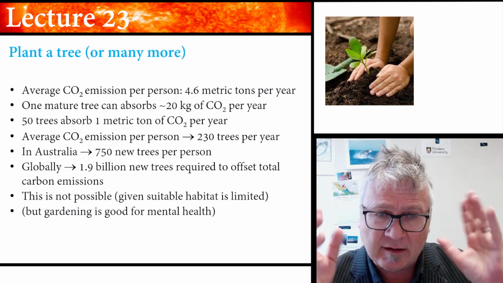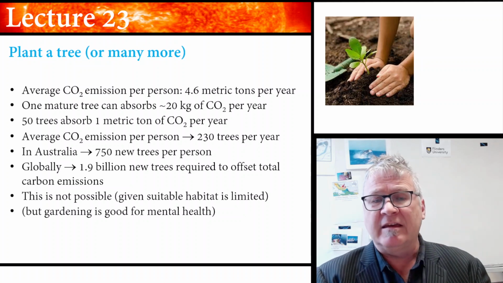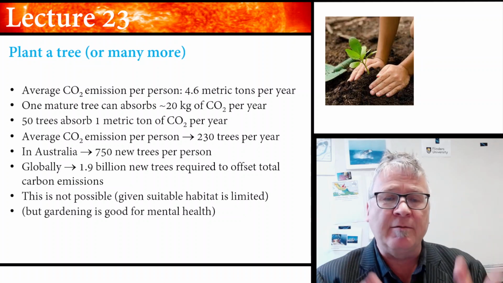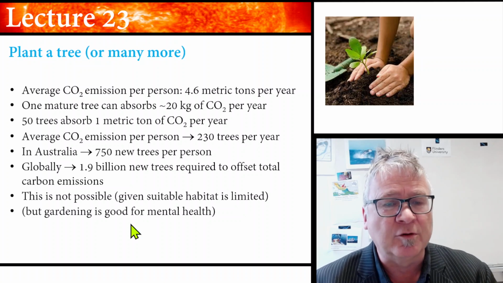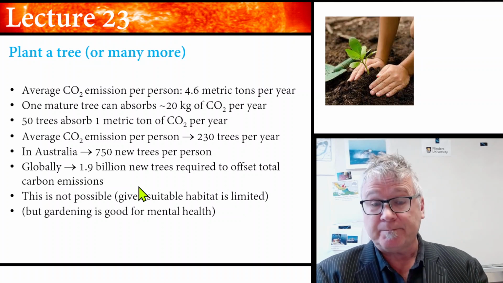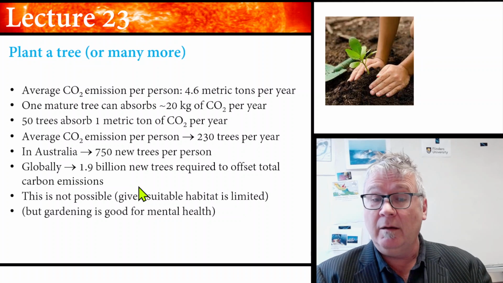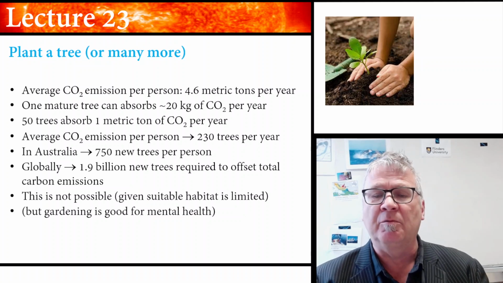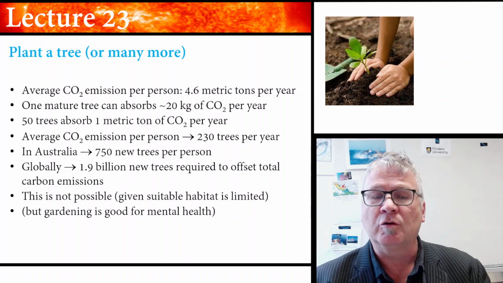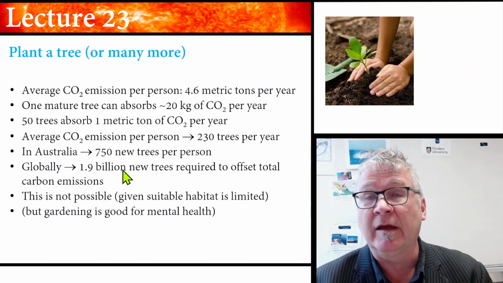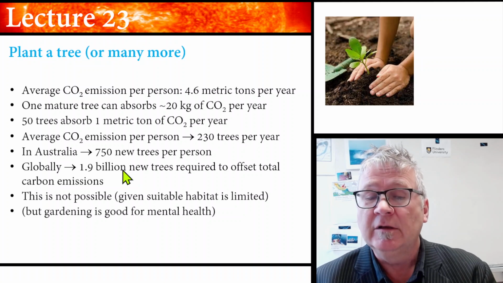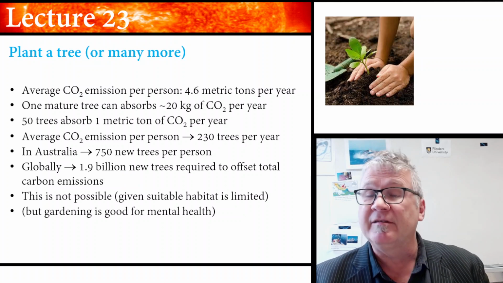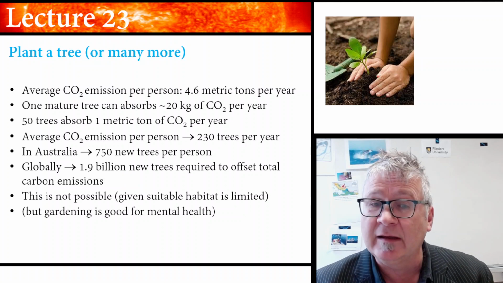Anyway, I don't want to comment on that. So globally, you have to plant 1.9 billion trees to offset the total carbon emissions. And indeed, that's not possible, given that suitable habitat is limited.